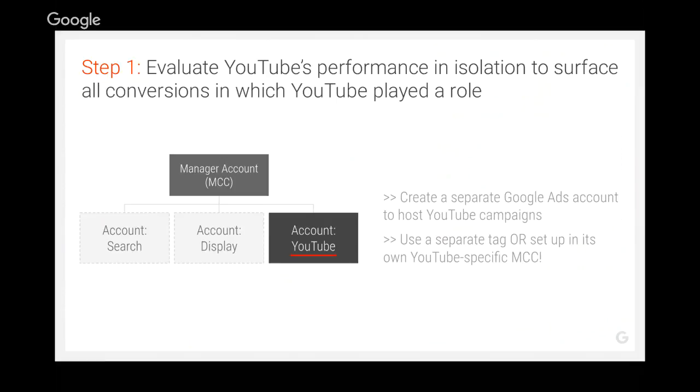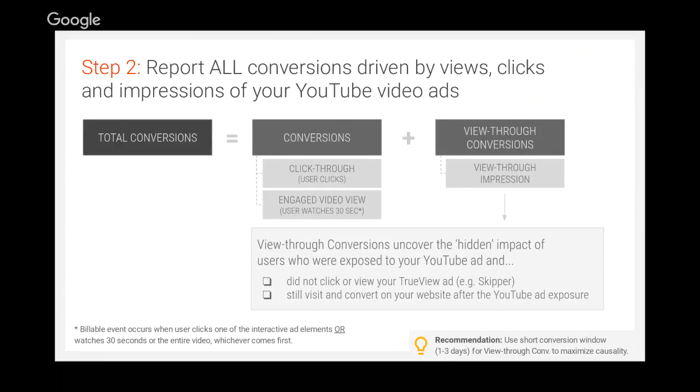And in any case, adding on an RLSA on search for the YouTube viewers could be a good way to strengthen your search campaign. Second step, report all conversions. So look at the conversion column where you would have the click-through and engage view conversions, but also look more in depth on the all conversions and look at the view-through conversions and see how much value that actually adds.